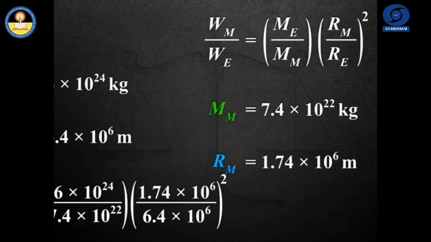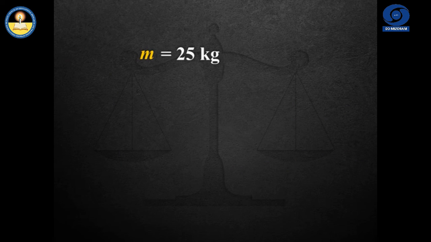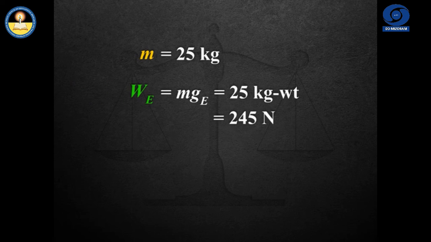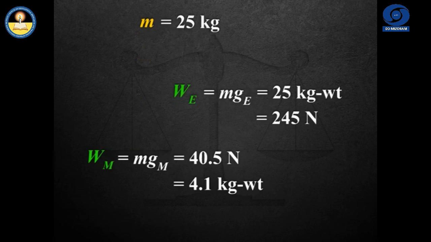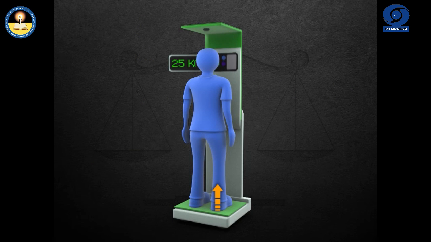For example, if the mass of a boy is 25 kg, then his weight on the Earth is 25 kg weight or 245 Newton. Whereas on the Moon, the mass of the boy still remains 25 kg, but his weight becomes 40.5 Newton or 4.1 kg weight. The weight which we actually measure is not the downward force of gravity, but an upward force exerted by the surface we stand on.